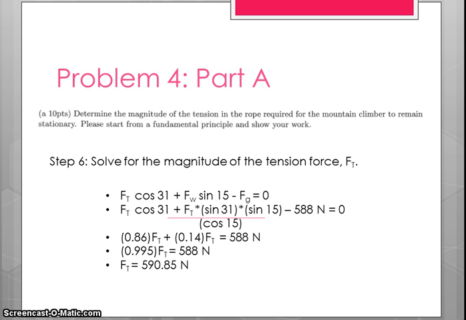And then in step 6, you solve for the magnitude of the tension force, F sub t. So you follow all the steps and you do some algebra, and you end up getting the magnitude of the tension in the rope required for the mountain climber to remain stationary is 590.85 newtons.